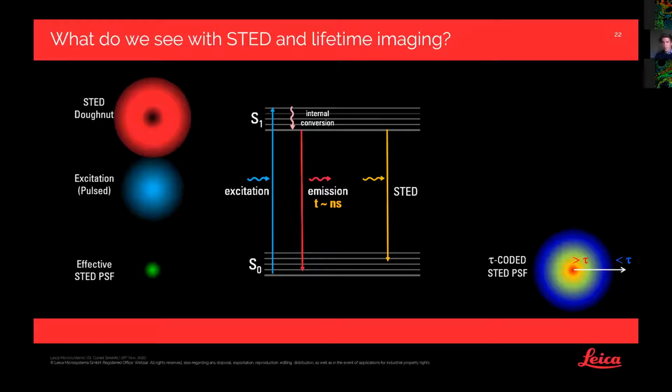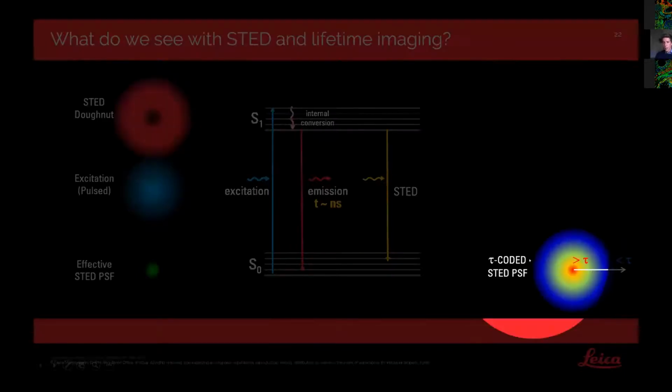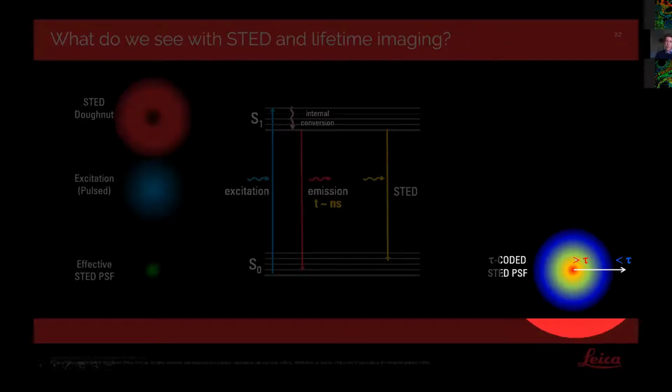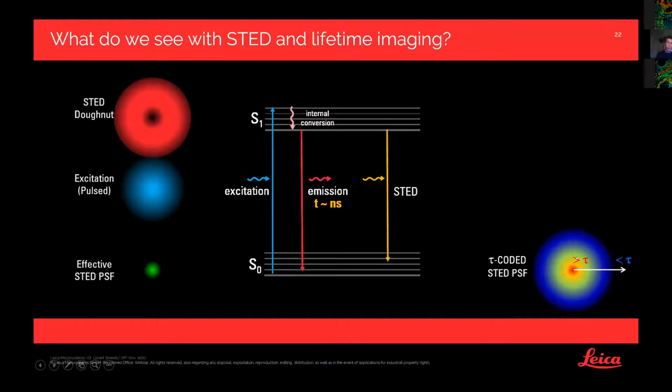And if we do that, and if we now look at our STED PSF, we can discriminate the very center from the periphery thanks to the lifetime. In the very center of the STED PSF, this is where you would have the longest lifetimes, because this is where you are the furthest away from the STED laser. This is where your fluorophores are most unaffected. The further you go out to the periphery, the more the competing effect of the STED laser comes into play, and the shorter and shorter the lifetimes become, until ultimately they will be zero, because out there is where complete depletion takes place.